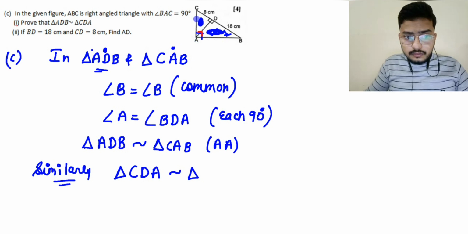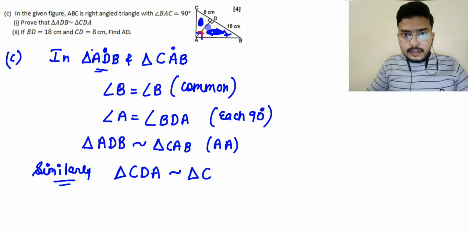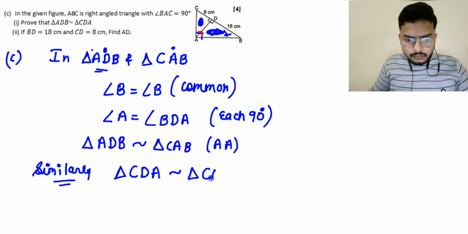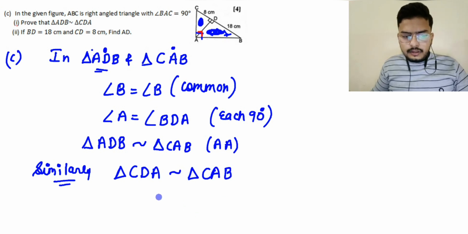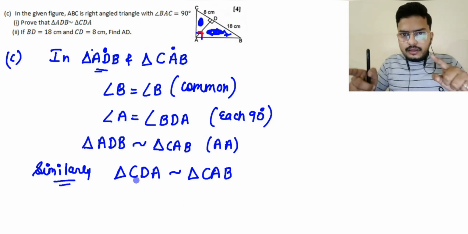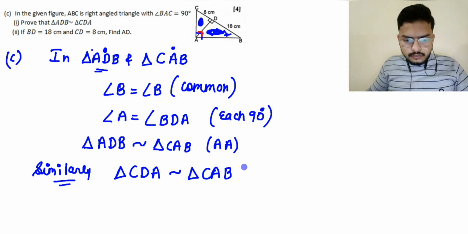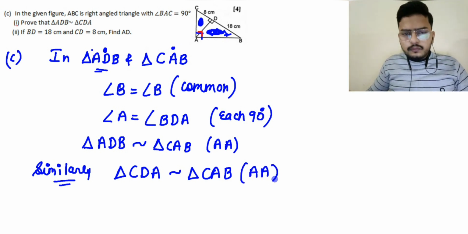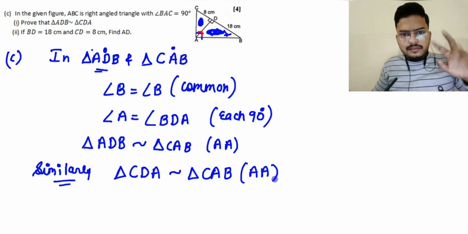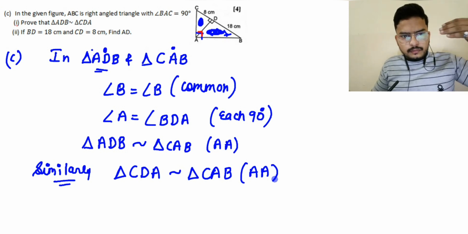Now look, angle C is common, so we have to start with angle C. And which one is 90 degrees? Angle D is 90 degrees in the smaller one, and in the bigger one it is angle A. So CAB, right? So again CDA is also similar to CAB by the angle criteria. We don't have to prove this, right? Because that is the similarity from the same above part.